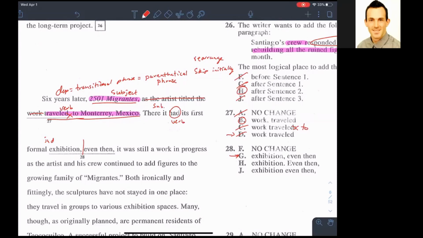So then in the second part, the even then part is a dependent clause. And then it was still a work in progress as the artist and his crew, like that whole part, that's an independent clause. Yes. So independent clause, dependent clause, independent clause. And what's the only way that you can separate two independent clauses? With a period. Yep, exactly. Okay. So that gives you H.